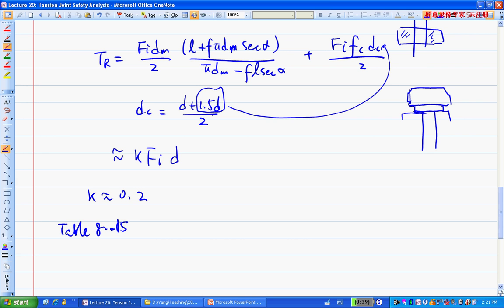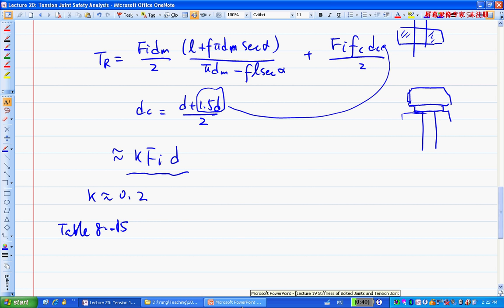Table A-15 gives you some other definitions, some other conditions. For example, what's the bolt condition, whether it's zinc plated, lubricated, non-plated, or cadmium plated, basically different bolt conditions. Then the K takes a slightly different value from 0.2. Otherwise you can take 0.2 here, and that's how you can calculate this TR here. So when you use a torque range, that's what you can apply, approximately, as a TR.